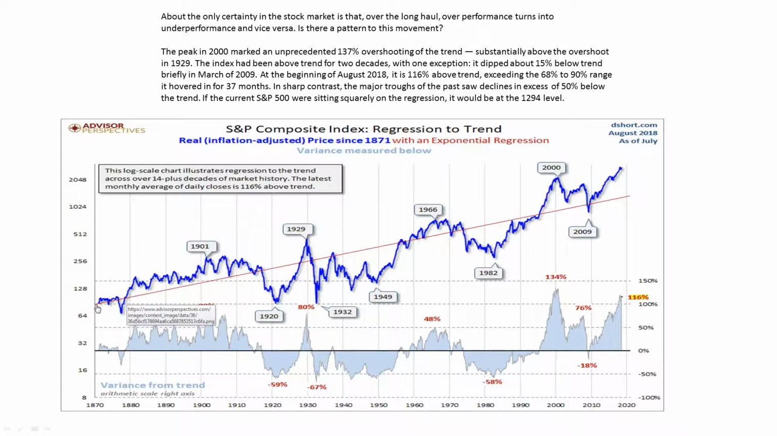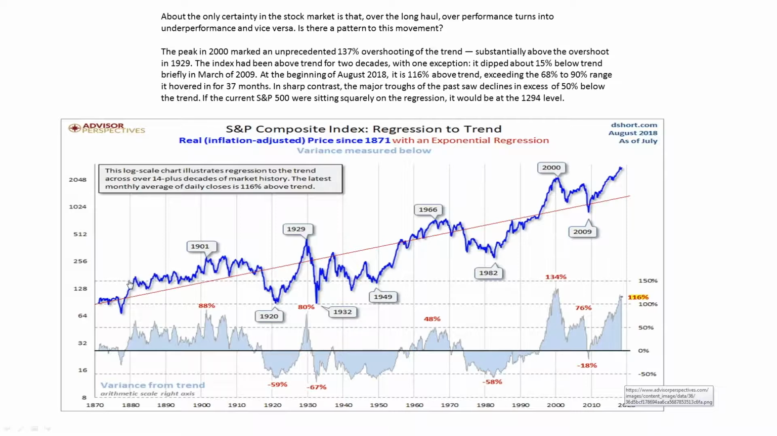If you follow along this red line that moves up to the top right, that's what we call the trend line. That's over periods of time. This chart goes back to 1870 up to present, and you'll see a nice upward sloping movement of the stock market. The jagged blue line represents the actual movement of the S&P 500 with various dates.